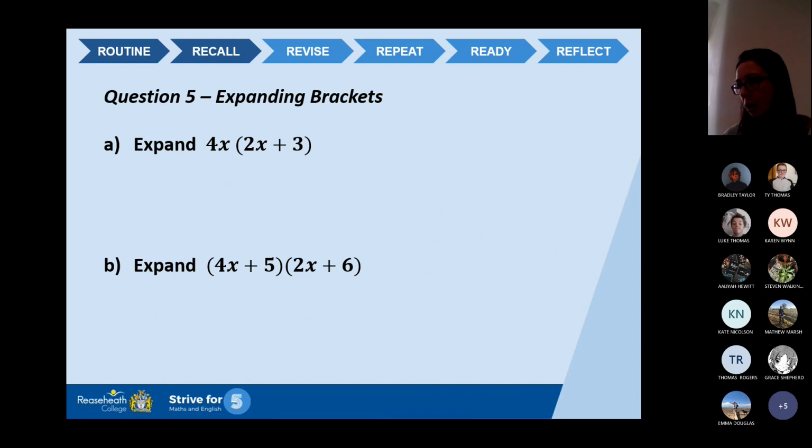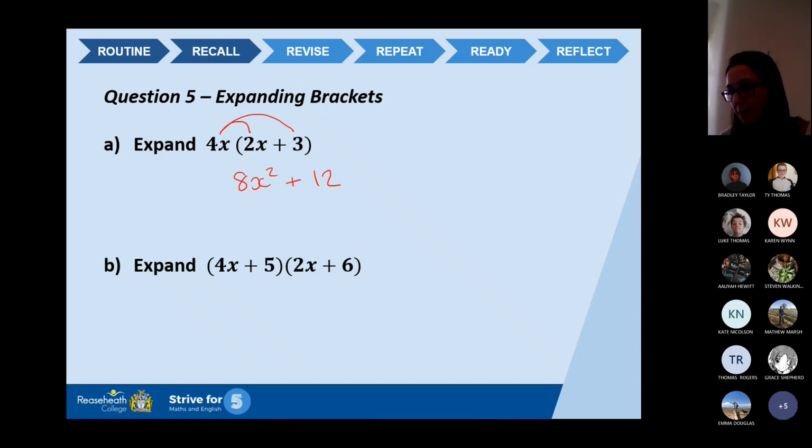Expanding brackets. So if lots of people got these right, I don't want to necessarily go through them. And I think I've seen pretty much everybody got those right. So that's really good. So very, very quickly, 4x times 2 is 8x squared. 4, so you've got your x's times your x, don't forget your squared. 4 times 3 is 12. So I think everybody got that one pretty much. There's some variations of it, but you're all not far off.